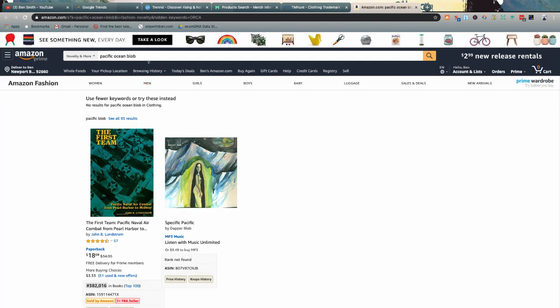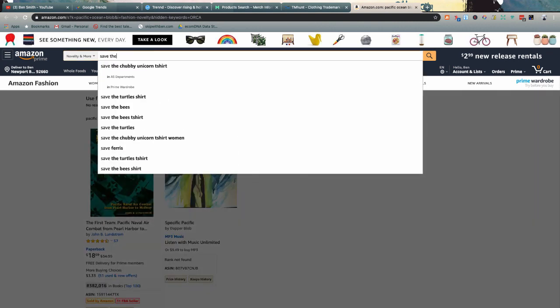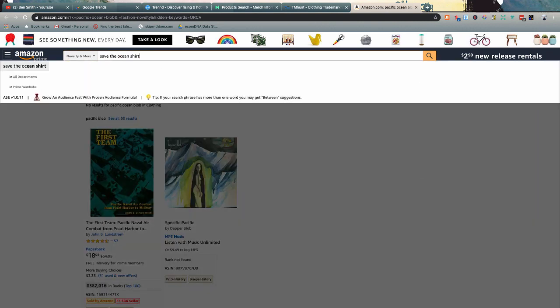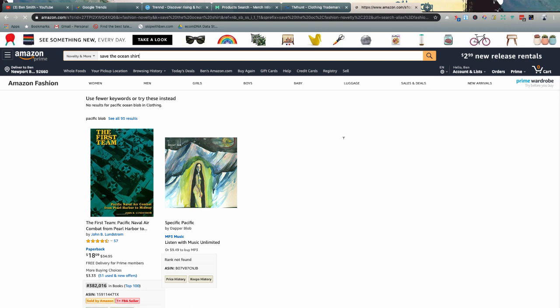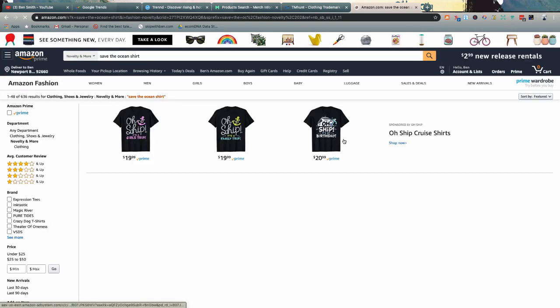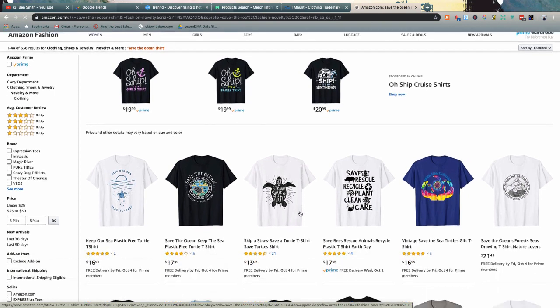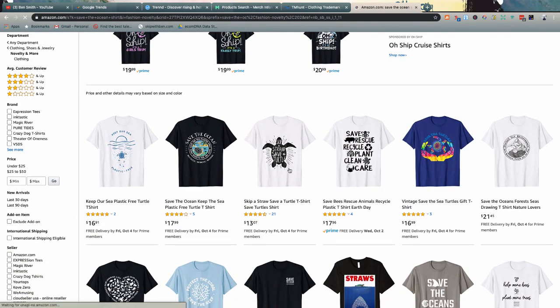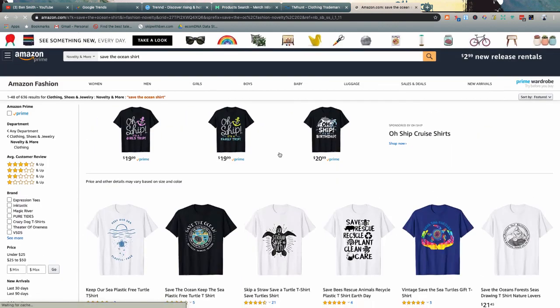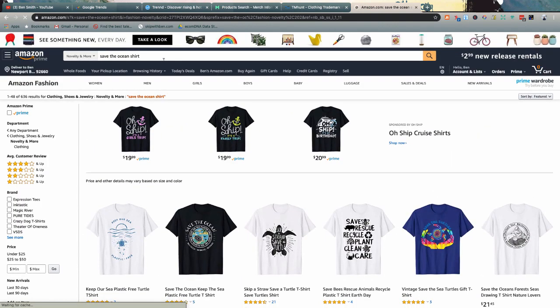The other way I can use this is if I already have an ocean themed t-shirt, maybe I have like a Save the Ocean t-shirt. Let's just look at that. Save the Ocean shirt. We know people create t-shirts around this all the time, with a turtle on it or whatever. Yep, here we go. So if I have a shirt like this and I'm trying to get it to rank, another thing I could do would be to create a shirt for this is my main niche, and then add the keyword Ocean Pacific Blob in there to see if I can start ranking for that keyword as well, and hopefully boost my sales volume as well.